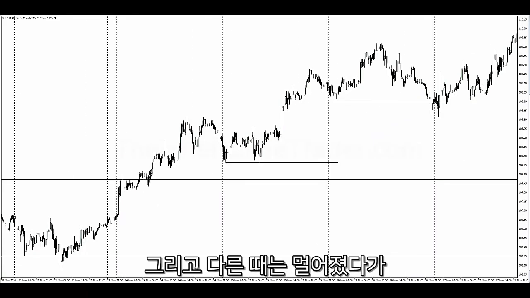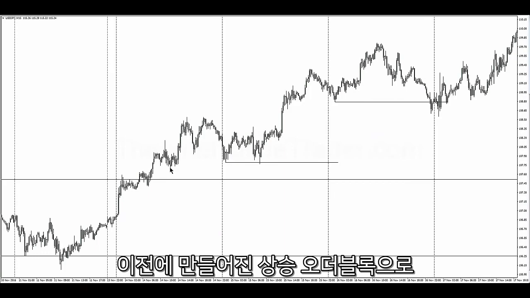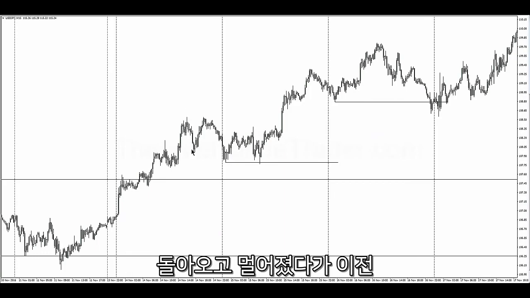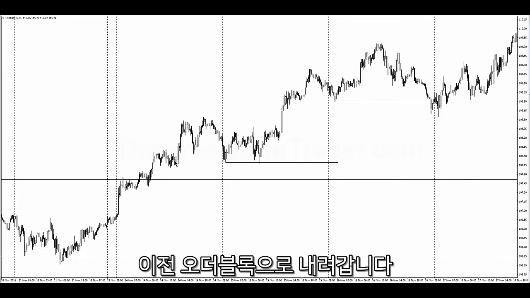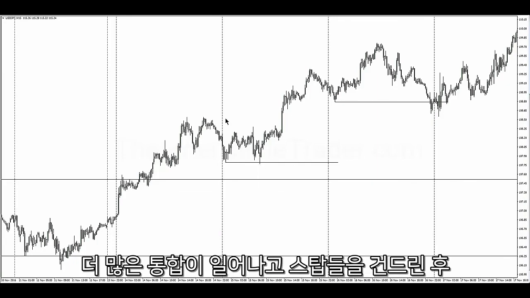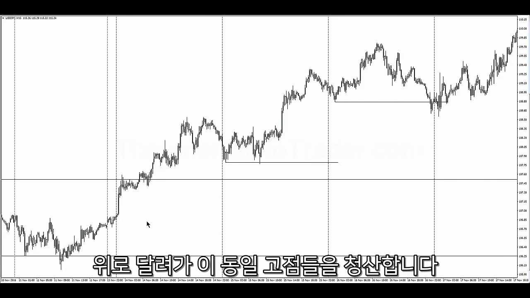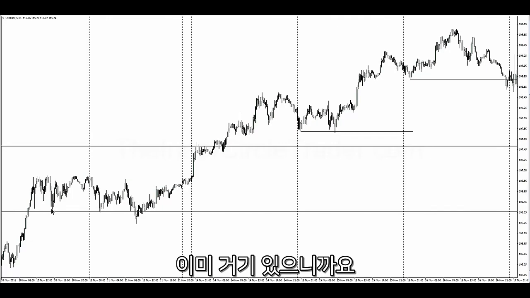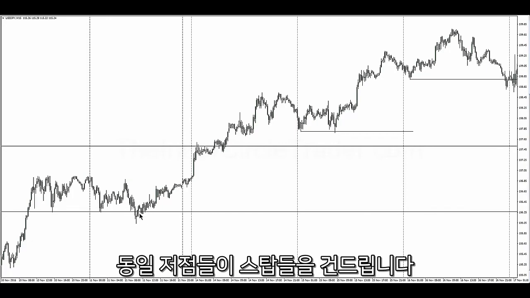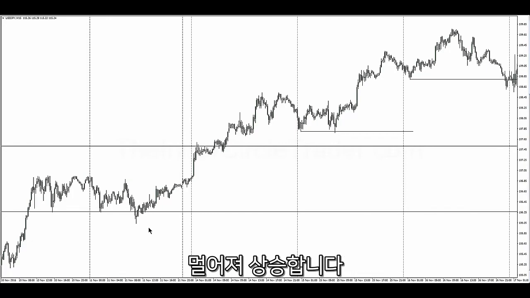And the other time, it's a rally away, comes back to the previous bullish order block, rallies away, comes back to the previous order block, rallies down into a previous order block, more consolidation, takes the stops, and then runs above, clearing these equal highs out. I don't need to draw this one, it's already there. Equal lows, takes the stops, rallies away.